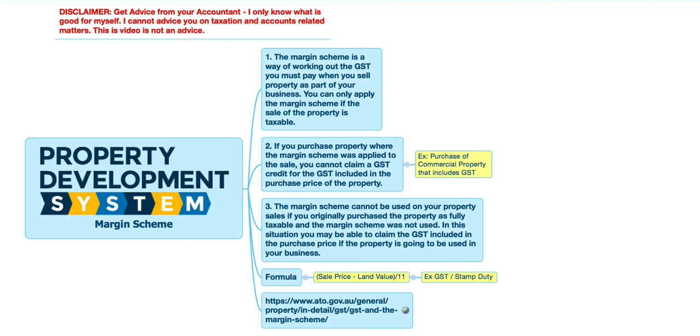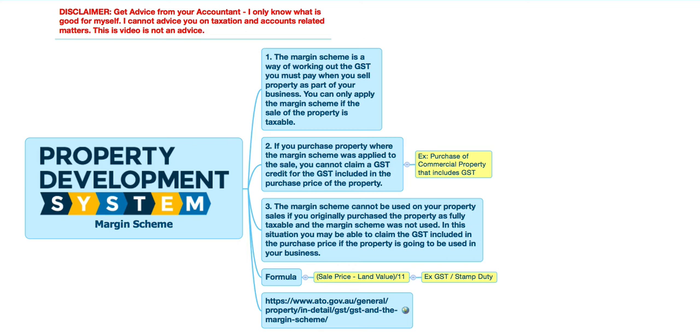So a margin scheme is a way of working out the GST that you must pay when you sell property as part of your business. Anytime you're doing a development, it is considered a business. You can only apply the margin scheme if the sale of the property is taxable. If you purchase property where the margin scheme was applied to the sale, you cannot claim a GST credit for the GST included in the purchase price of the property. For example, purchase a commercial property that includes GST.